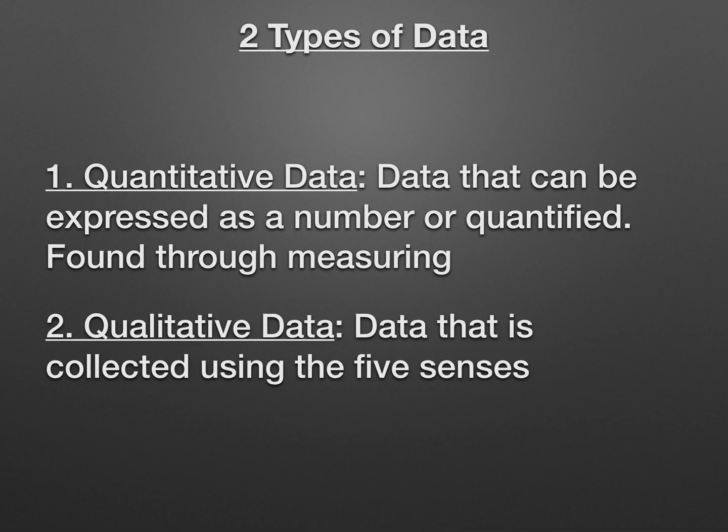And the other type of data is qualitative data, and this is data collected using the 5 senses. Each of these data are important and valuable, but sometimes you do a lab that only uses quantitative, and sometimes you do a lab that only uses qualitative, or sometimes you have a lab that has both. But you need to know that there's 2 different types of data in an experiment in a lab.